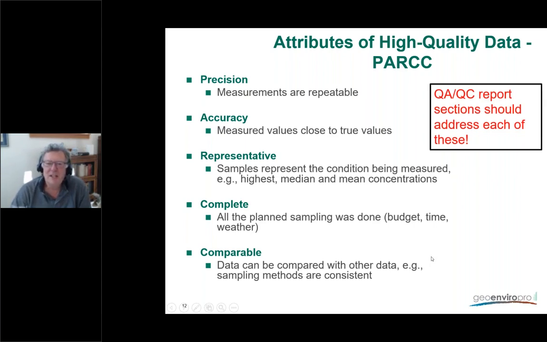And as I mentioned, these PARCC things, these are what I look for when I'm reading the QA/QC section in an environmental site assessment report. I'd like to know that everything that was required to be done got done, or most of it. And I like to know that the data are accurate and there's some comment on precision. All these things should be touched on as part of a QA/QC section. It really helps give confidence to the reviewer, for example, that you've hit on all the right bases.